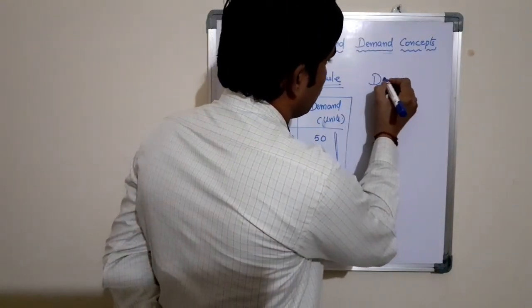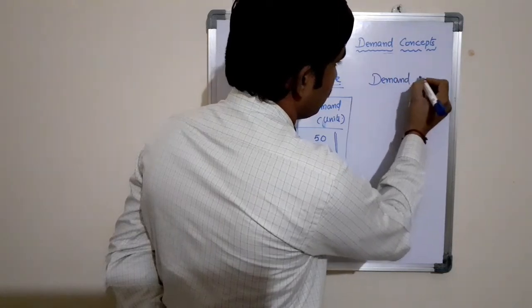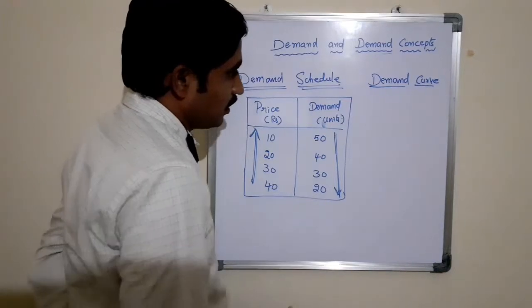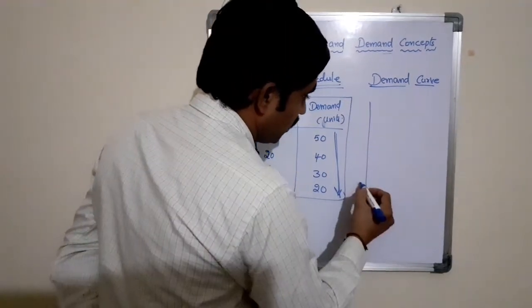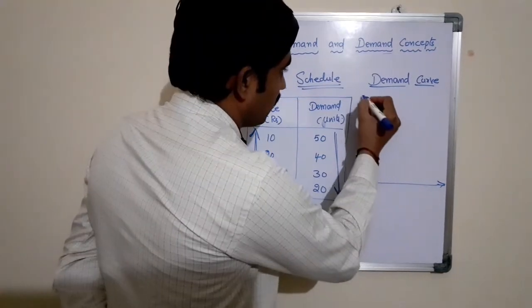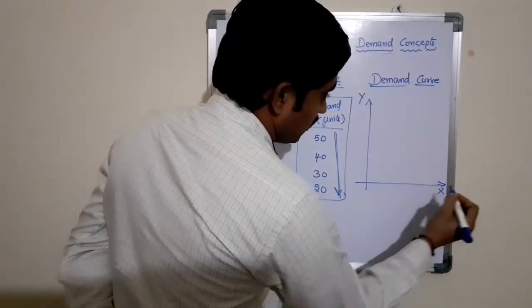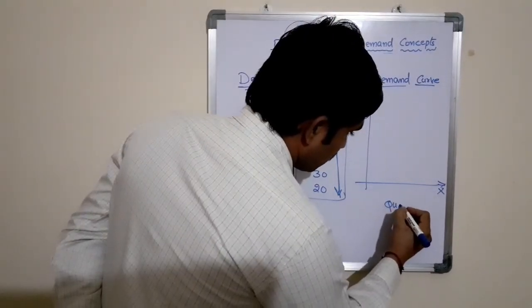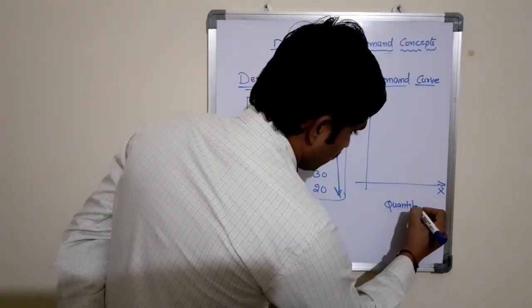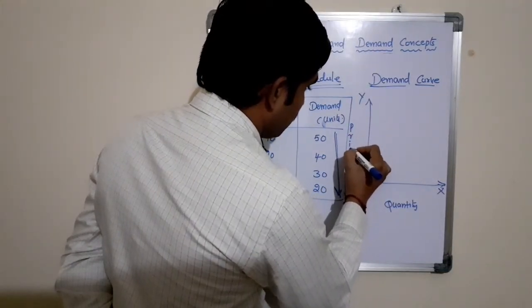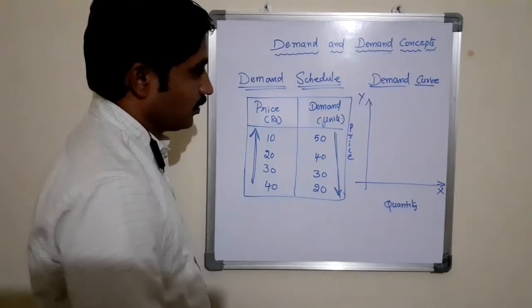So here it is the demand curve. Now we'll take two axes to explain the demand curve. This is the x-axis and the y-axis. The x-axis reveals the quantity of a product and the y-axis reveals the price of a commodity.